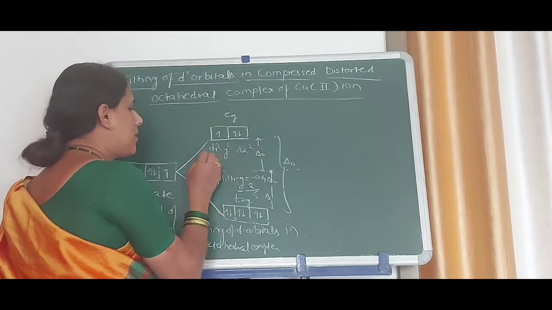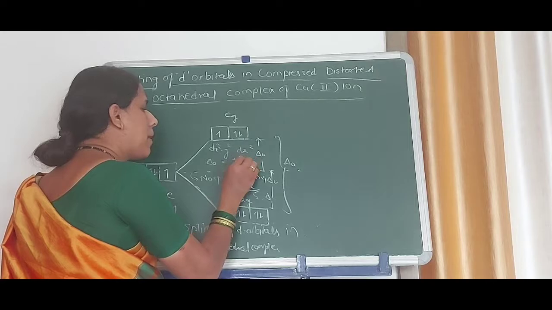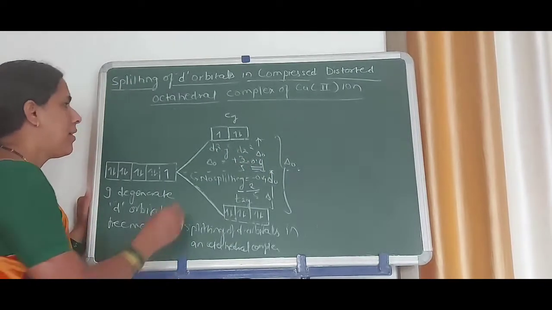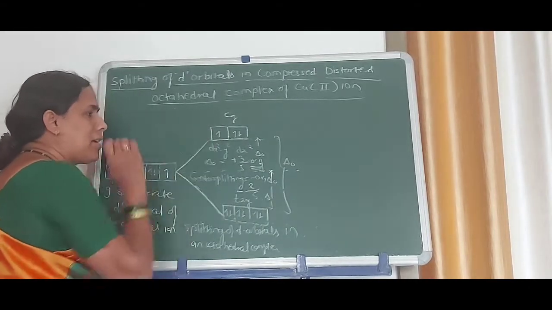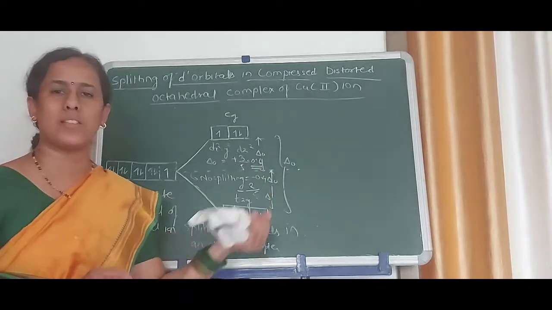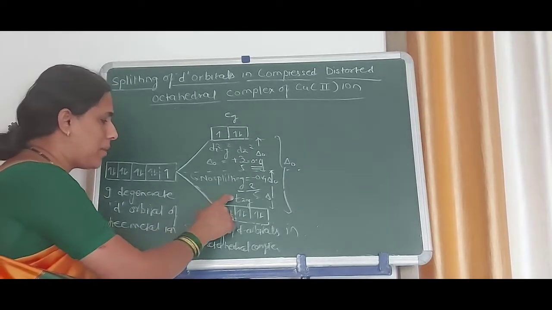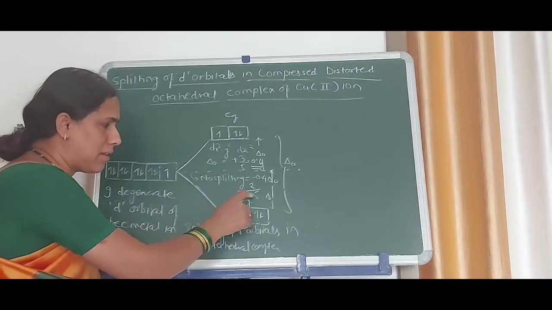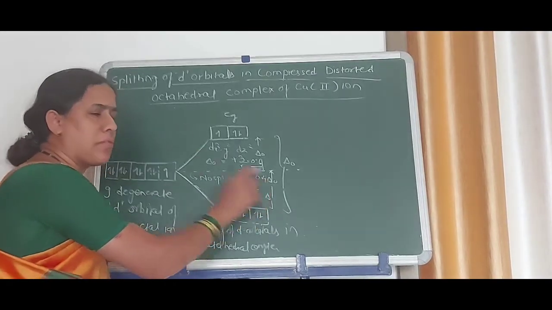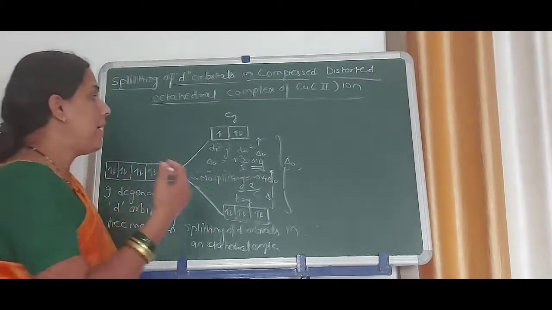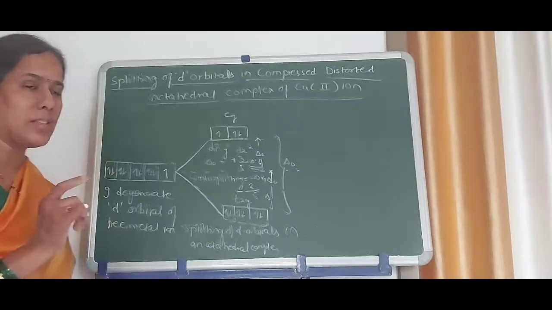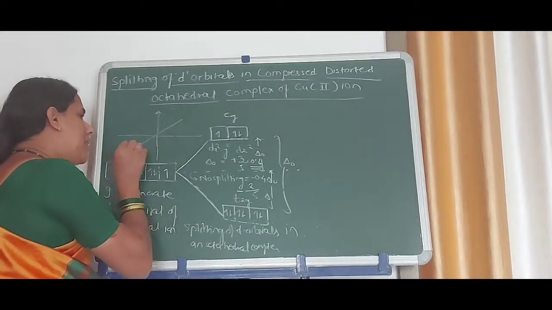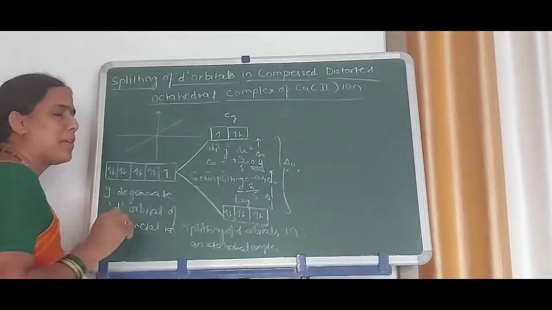Here what is the value? Delta 0 is equal to plus 3 by 5, that is 0.6 delta octahedral. The Eg orbitals increase in energy, equal to plus 0.6 delta octahedral, and the T2g orbitals, which have less repulsion with the central metal ion, are at minus 0.4 delta octahedral. But when these orbitals which are along the z axis come closer to the central metal ion.